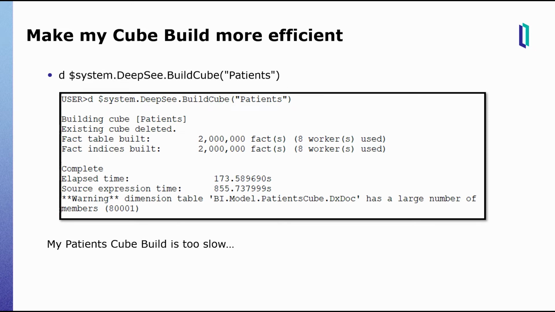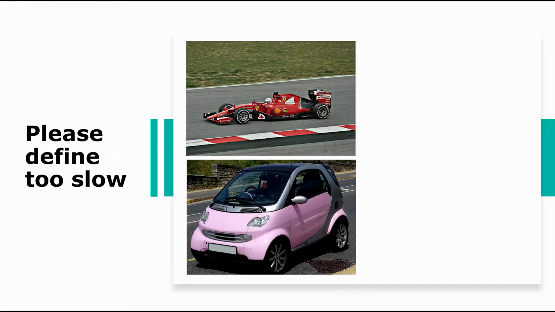Carmen, I think the patient cube build is too slow. Okay, well, I guess now you're going to have to define too slow, right? Because it is kind of relative. And this is something important to think about, and you can see here we've got an example of 2 different cars. Now, you might have different expectations depending on which kind of car you're going to drive. I don't know, I can totally see some of you in that little pink thing.